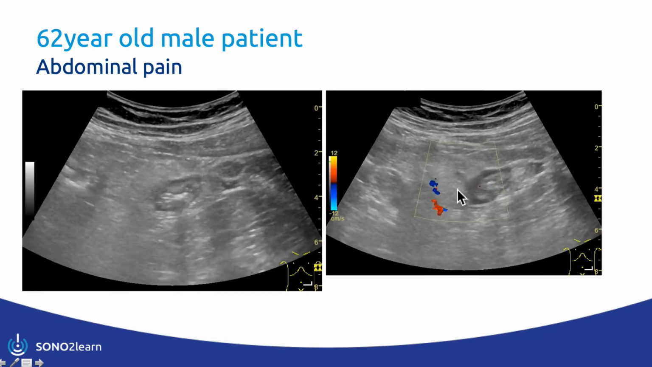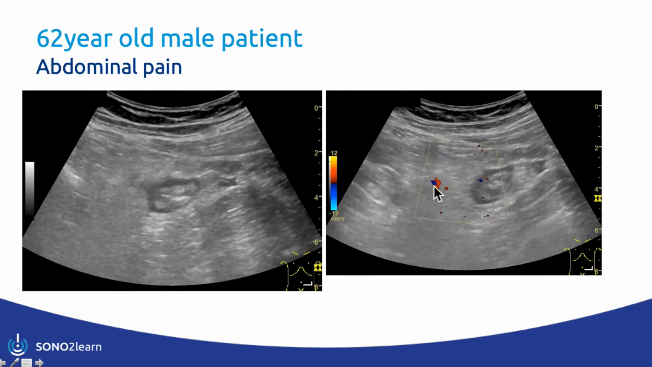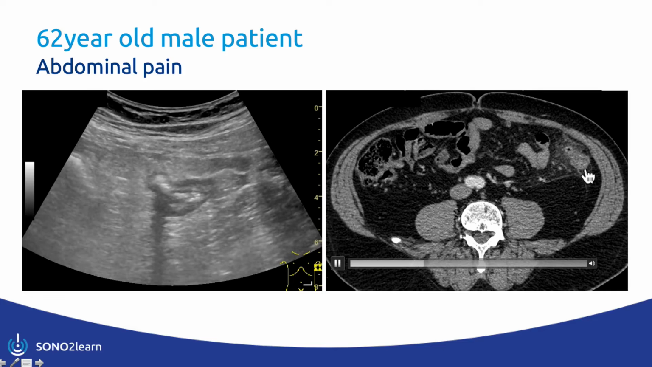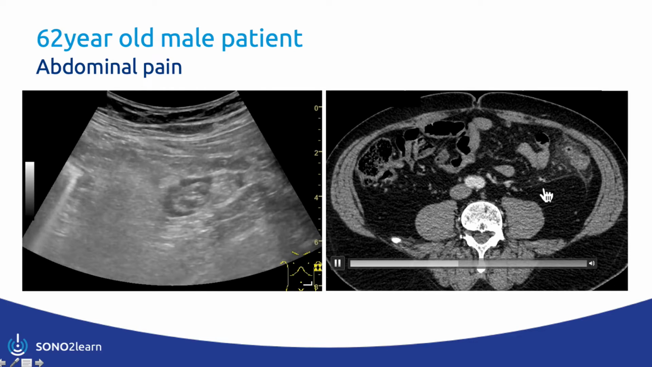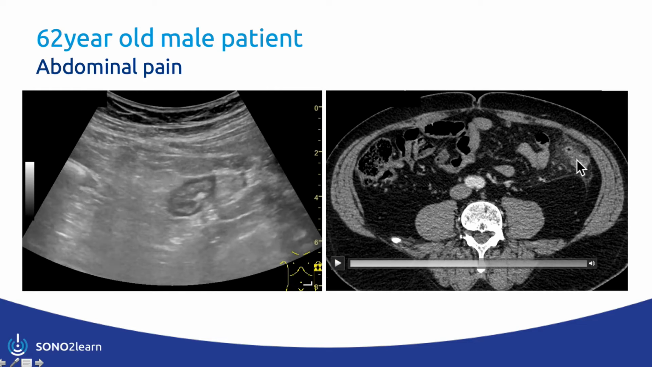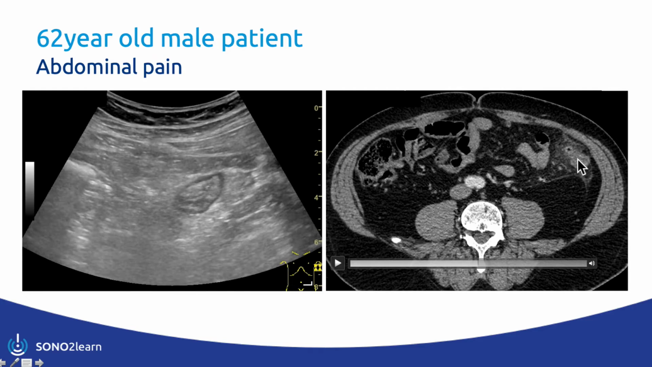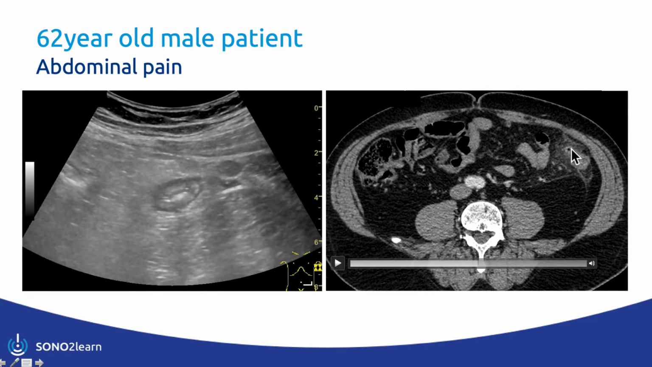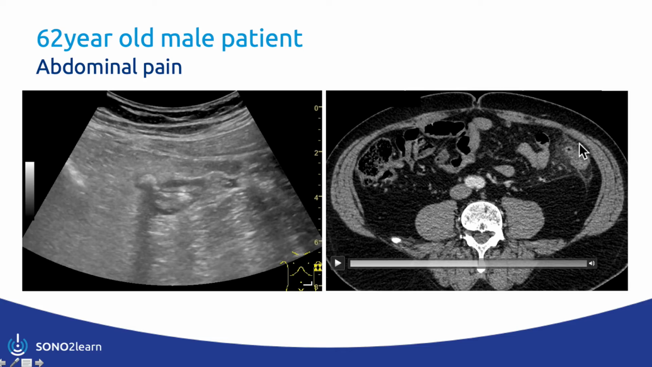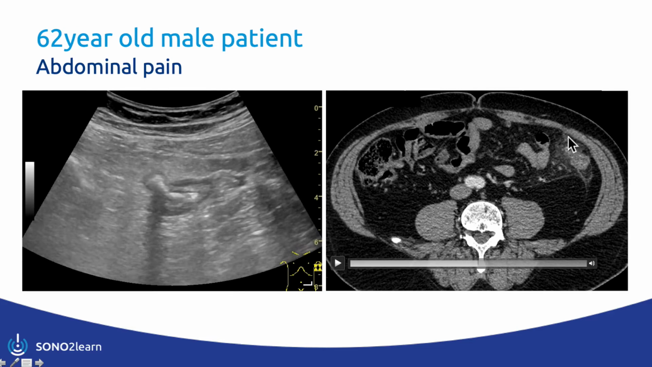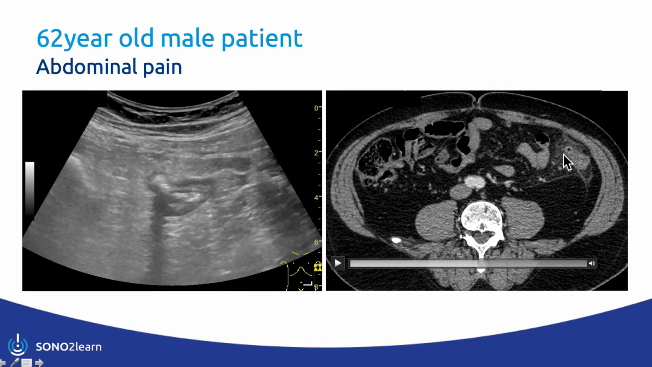The complementary CT examination confirms the finding of a wall-thickened intestinal loop in the left lower abdomen, the inflammatory changed diverticulum with fatty tissue infiltration in the surrounding area. Thus your finding stands: acute sigmoid diverticulitis.